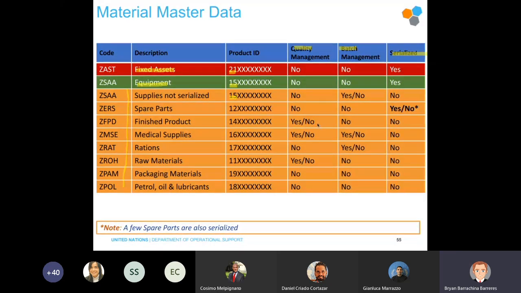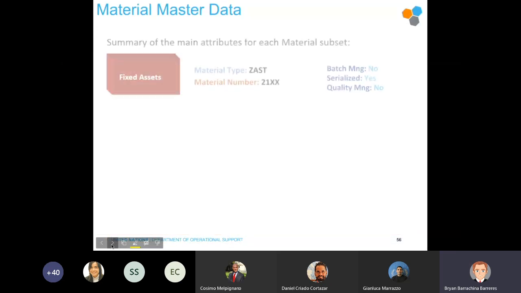The flag for each one of them shows if they're quality, batch managed, or serialized. Okay, and this is one to keep in mind. So I think, again, as I said at the beginning, this is a good presentation to keep with you and review as you're deployed in the mission, as you study for this training and throughout this training.